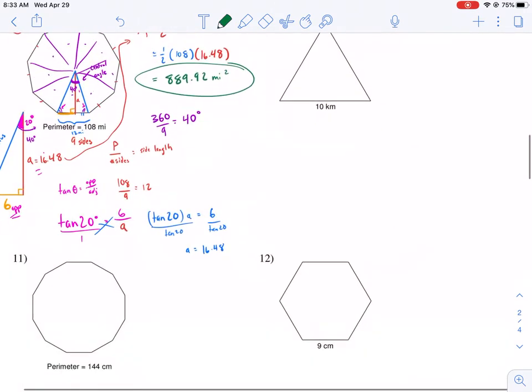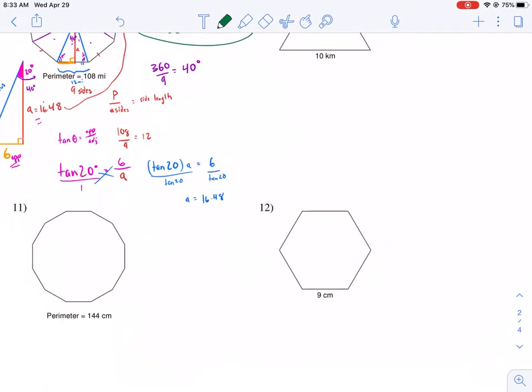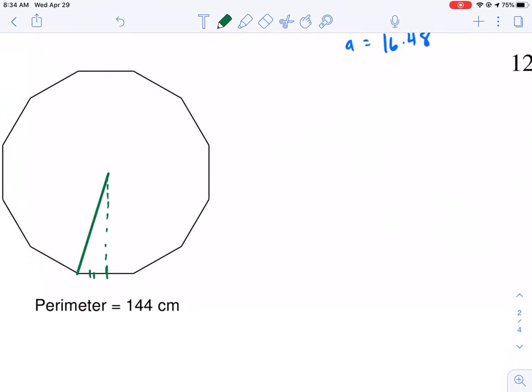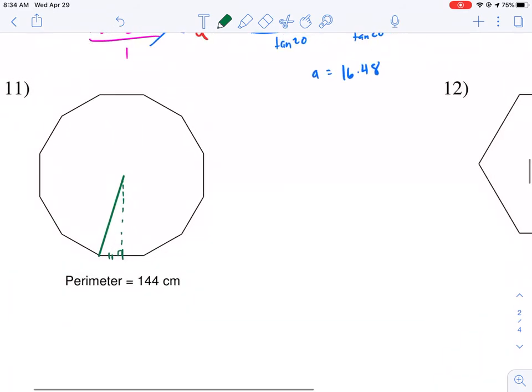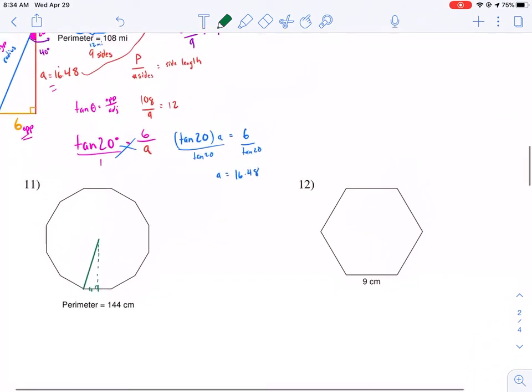So what are the keys to the rest of these problems? Well, number 1, finding the length of each side, and you do that using this formula: perimeter divided by the number of sides equals the side length. That's going to be your first step. The second step is dividing that side in 2 and creating a right triangle with half that side length right there. And the next step is finding the central angle.